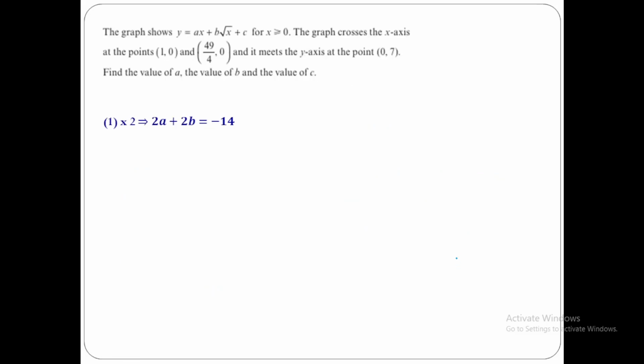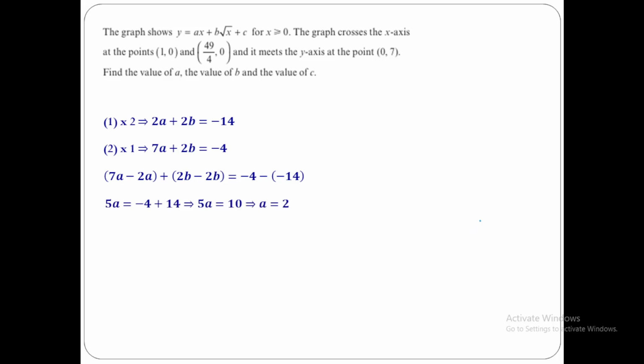Then we multiply the first equation by 2. We get 2a plus 2b equal to minus 14, and the second equation remains the same. Then we subtract the first from the second: 7a minus 2a is 5a, and minus 4 minus of minus 14 is plus 14, so 5a is equal to 10, then a is equal to 2. Then substitute a in either the first or second equation to get the b value. So the values of a, b and c are 2, minus 9 and 7. Okay, that's all. Shall we move on to the next question?